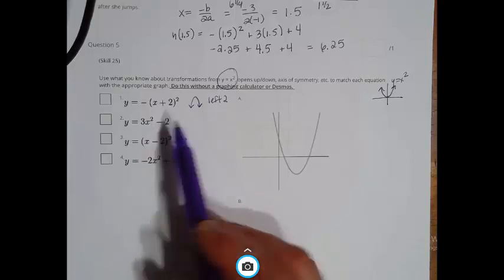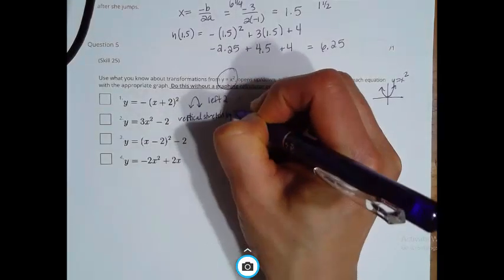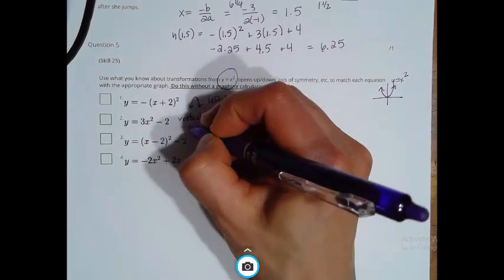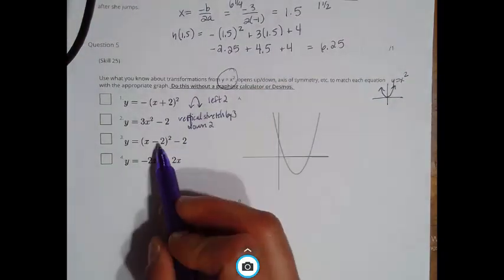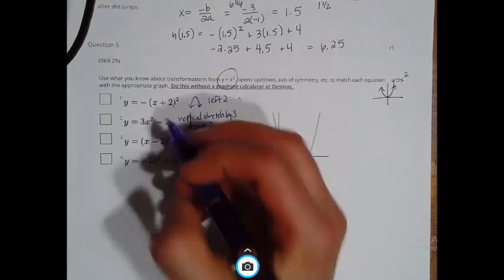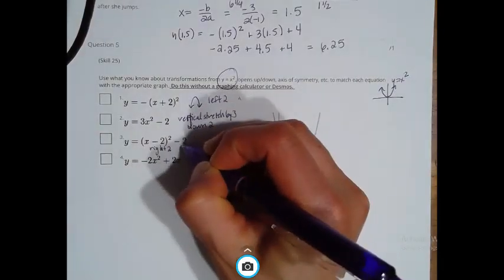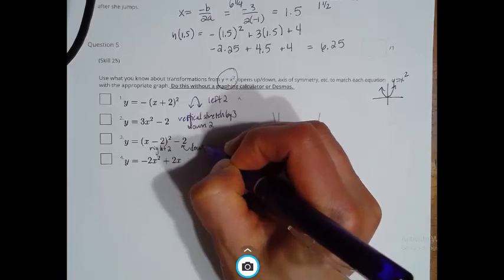This is going to be a vertical stretch by 3 and also down 2. So we're looking for that. This one is going to go right 2, and this is down 2.